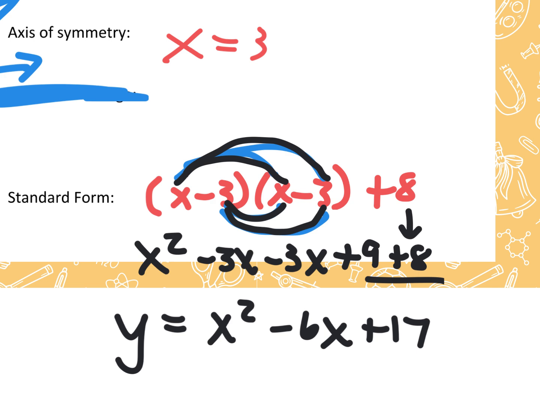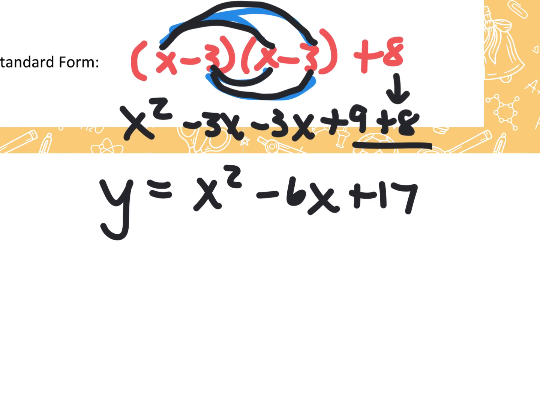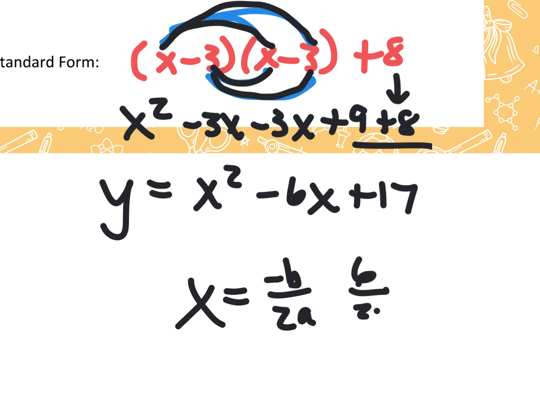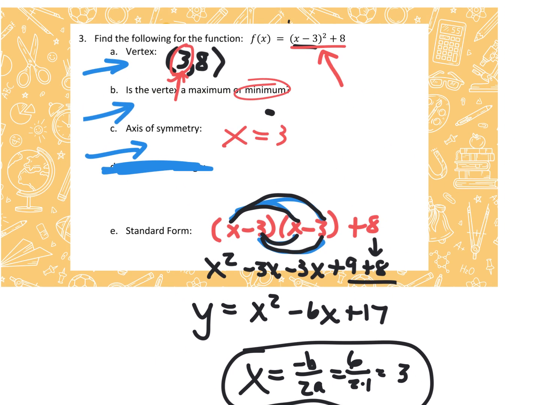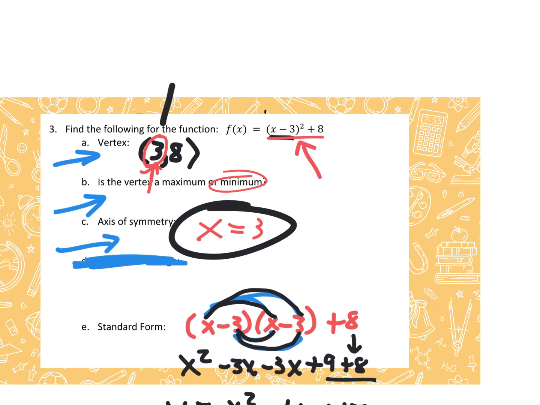Now we have a, b, and c. And if you were lost on the axis of symmetry because you were like, but I need a, b, and c, you could have done it here and gone negative b over 2a, which would have been negative of negative 6, which is 6 over 2 times 1, which is 3. And look at that, x equals 3, the same thing we had for here, but it was a lot simpler to find it there.